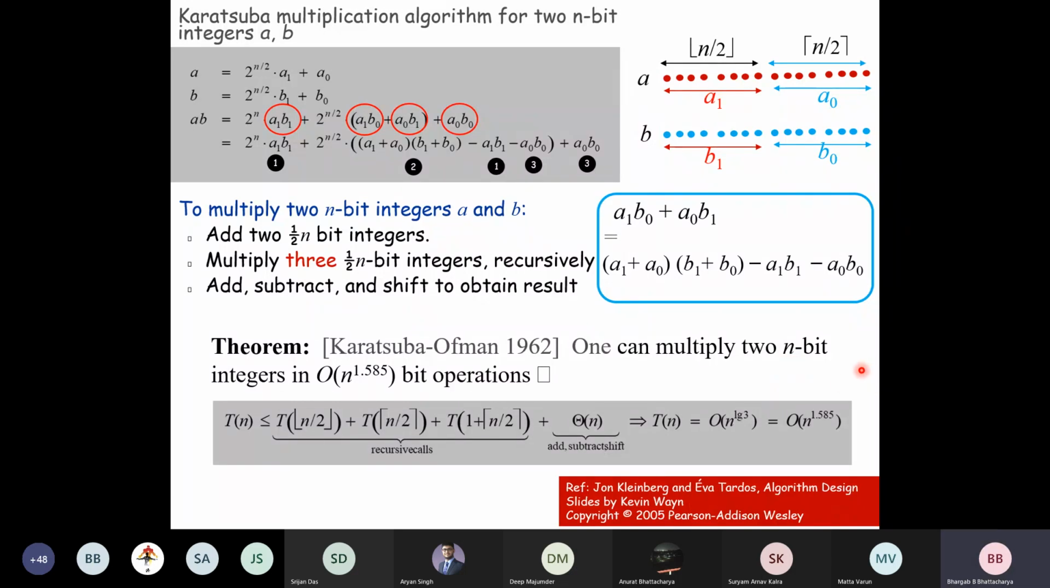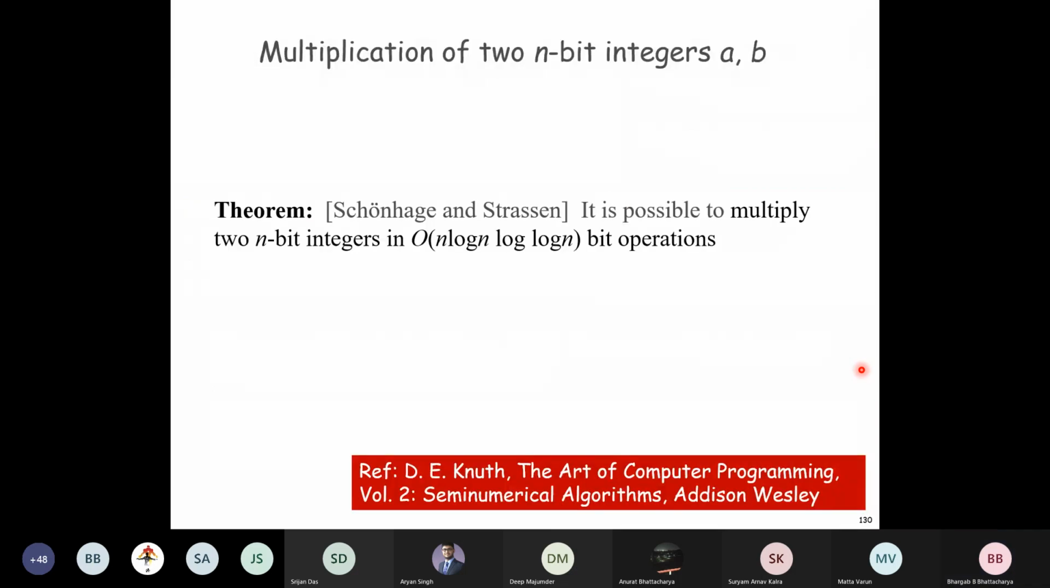Now, interestingly, this result was further improved later, by Schönhage and Strassen. They proved that it is possible to multiply 2 n-bit integers in n log n log log n bit operations. They used a different concept: they transformed the multiplication problem into a Fourier transform problem and then solved it accordingly.